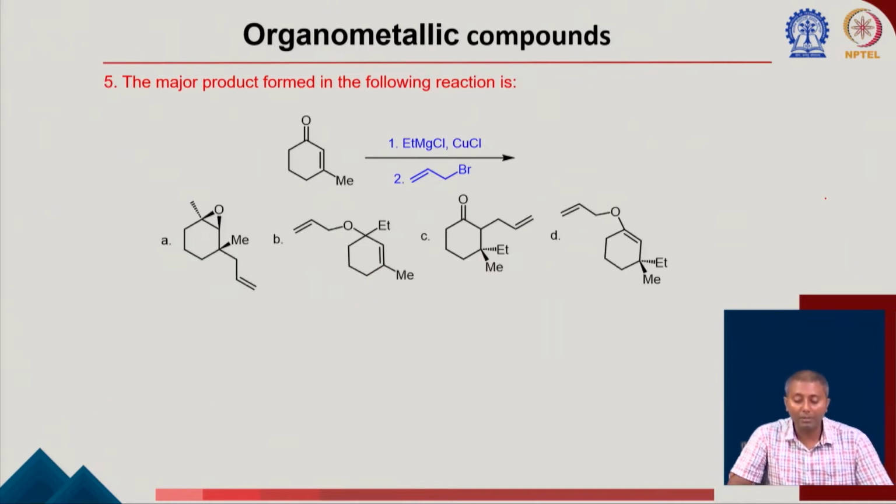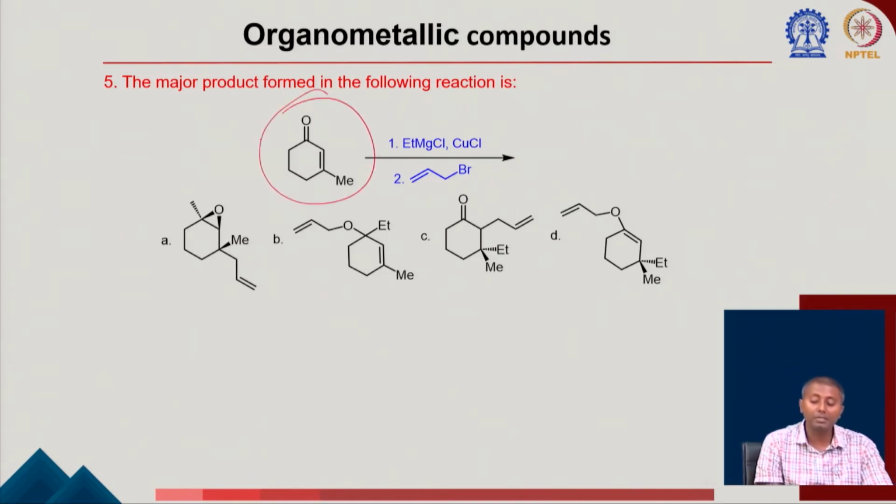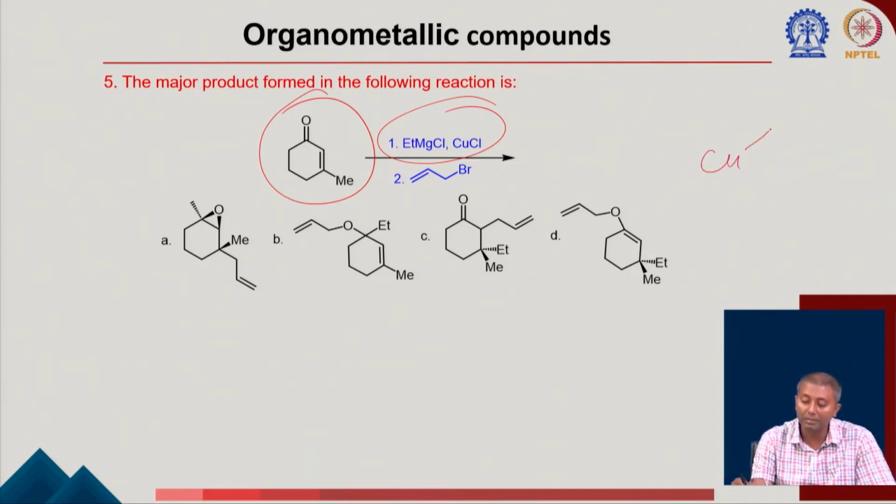The major product formed in the following reaction is. So let's look into the problem here. You can see again we are talking about a reaction where you have a Grignard and a copper chloride. I think this type of problem comes several times in the exam, so that's why we are trying to give more problems in this area. So what is going to happen here? First thing, if you remember, once you treat ethyl magnesium chloride with copper chloride, you will be generating this diethyl cuprate.